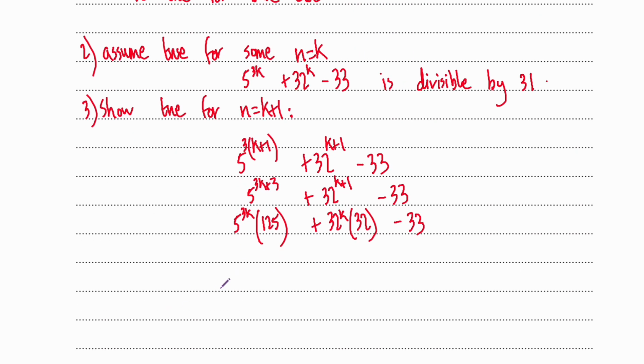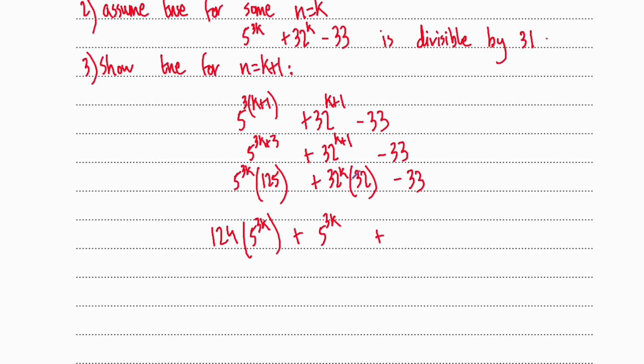So what if I wanted to write this as 124 times 5 to the power 3k plus 5 to the power 3k. Okay, this is 125 times 5 to the power 3k in total, right? I'm just splitting it up. Plus, okay, and now I don't want 32 anymore. I want 31 times 32 to the power k plus 32 to the power k, right? So this thing right here belongs to this right here. This is literally all this is. And this thing right here, this right here is all of this right here. So we haven't done anything. And then we have our minus 33.